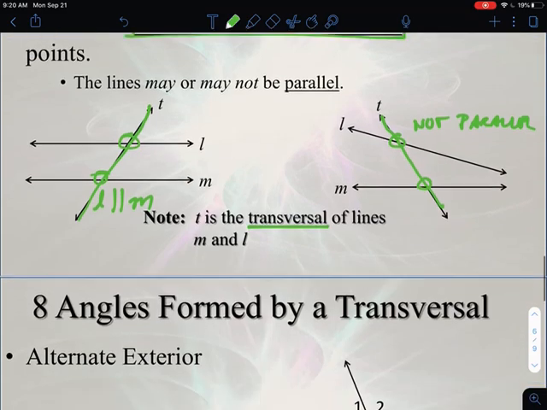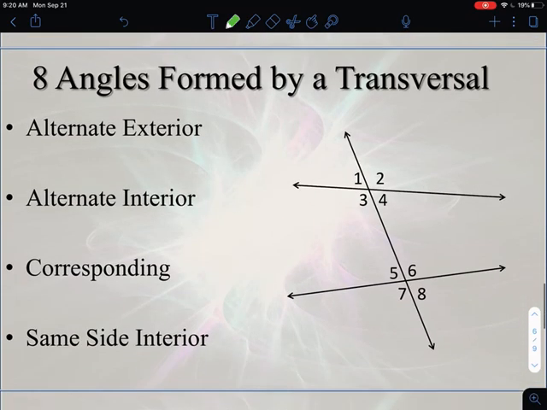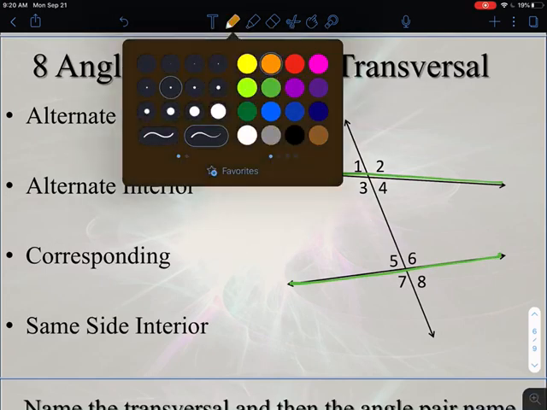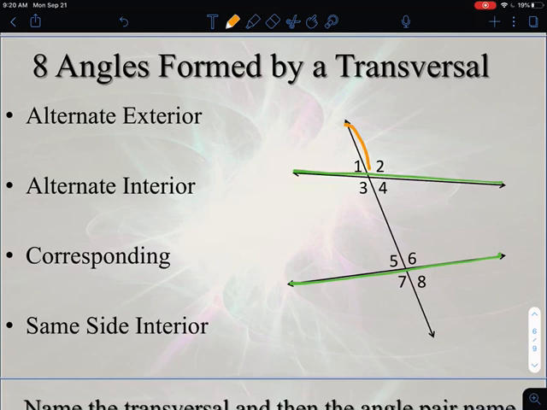Okay. Now when we have those transversals, there are 8 different angle pairs that are formed by those transversals. So I have these two lines here on top and bottom, and they're being cut by a transversal here. So the different types of angles that we can encounter with this situation.